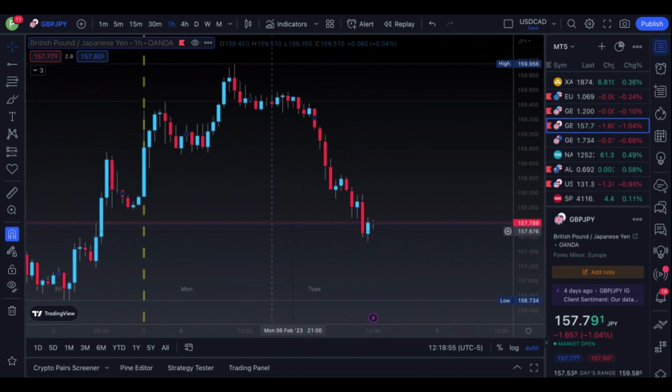If you're on the right side of the market, you're gonna make money. If you're selling and the market's selling off, you're making money. If you're buying and the market's selling off, you're gonna lose money. Period. You gotta be on the right side.